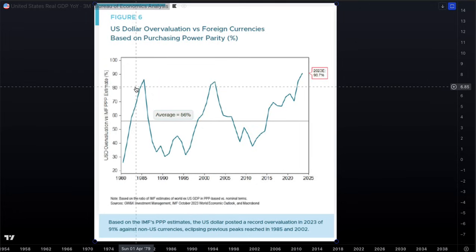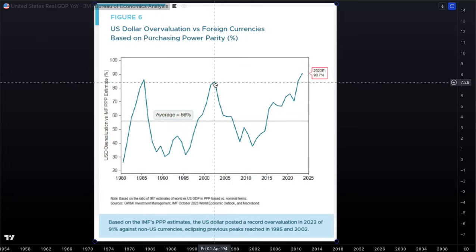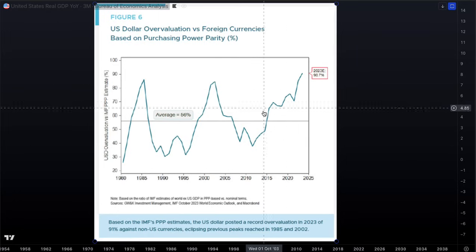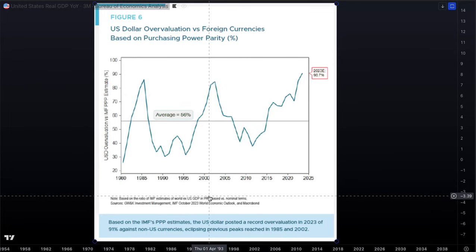And what we see is that at the peak of that, right before the Plaza Accord, it was about 85% overvalued. And then we can see the peak here in the early 2000s. It reached a similar peak of about 85%. Well, what do we see here? As of 2023, we are about 90% overvalued based on the International Monetary Fund's purchasing power parity scale.